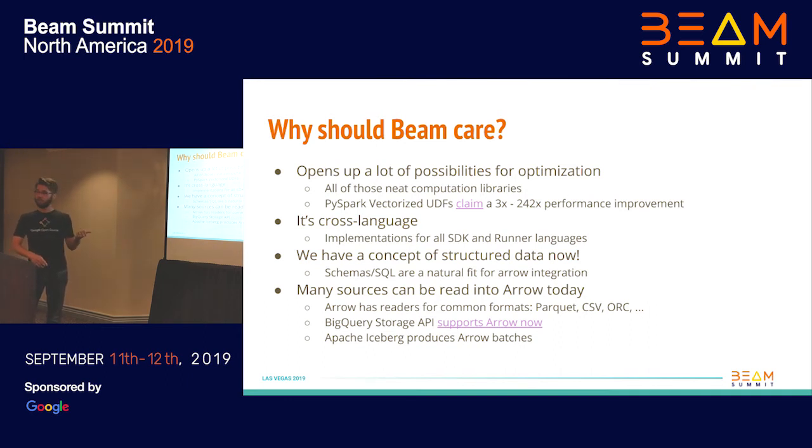There are similar things elsewhere. In the BigQuery Storage API, they recently added the capability to get your data out of BigQuery in the Arrow format. Previously, you had to use the row-oriented Avro format. I also learned this week that Apache Iceberg, a project to add tables backed by blob stores, also produces Arrow record batches. So that's something we could start to use today.